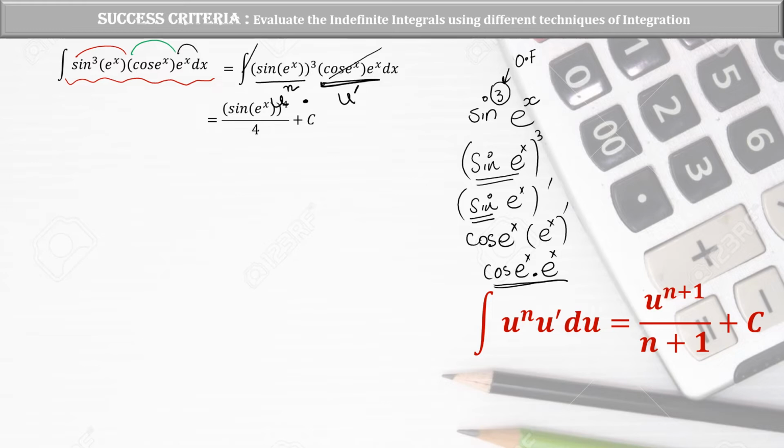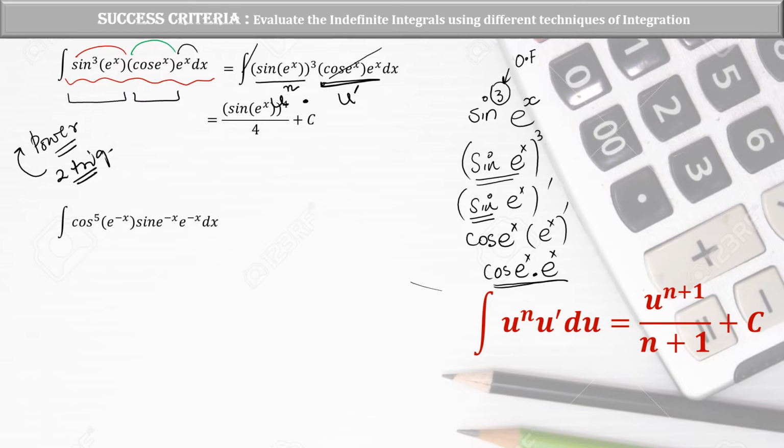Another thing to understand: whenever we have two trigonometric functions given in the same integral sign, always apply the power rule. So when two trigonometric functions are given to us, use the power rule of antiderivative. This is the easy way to remember the rules. Let's check another one.